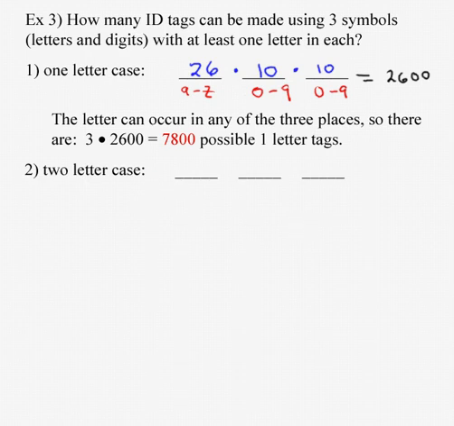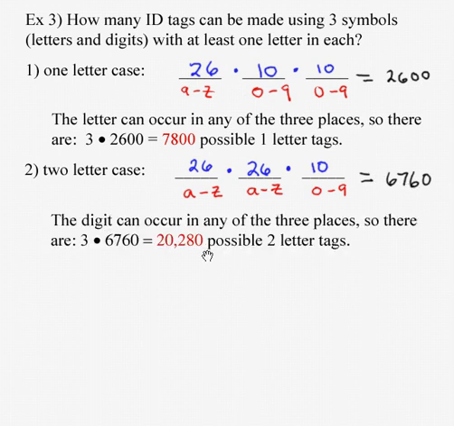What if we have two letters of the alphabet? Well, A to Z in the first position, A to Z in the second position, possibly. That would be 26 times 26. 0 through 9 in the third place, that would be 10. So 26 times 26 times 10 is 6,760. But that digit could occur in the second place or the first place in addition to the last place. So where that digit occurs, there are three possibilities. So we need to take 3 times 6,760, and there are 20,280 possible ID tags using two letters of the alphabet.